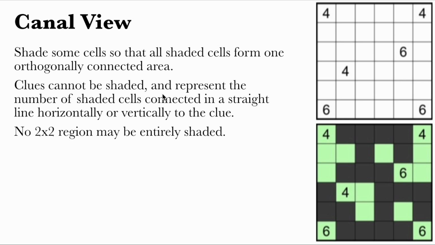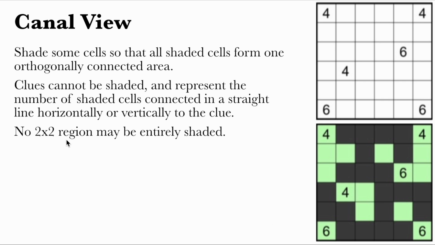Clues cannot be shaded and represent the number of shaded cells connected in a straight line horizontally or vertically to the clue. So thematically, I believe this is meaning that the shaded cells are the canal that we're viewing across, and this 6 here is saying that from standing here on land, we can look horizontally and vertically and see 6 pieces of canal, 6 shaded cells. So in the solution here, you can see that counts 1, 2, 3, 4, 5, 6. This one does not count, even though it's in the same vertical path as the 6, because it is blocked by a land tile, an unshaded cell there.